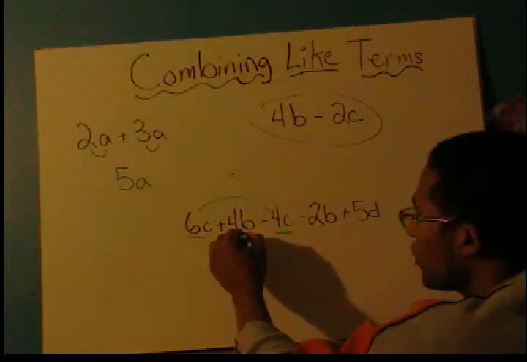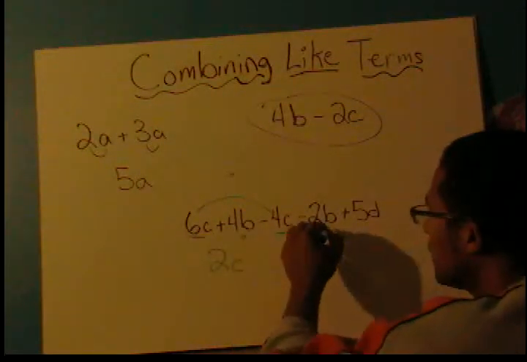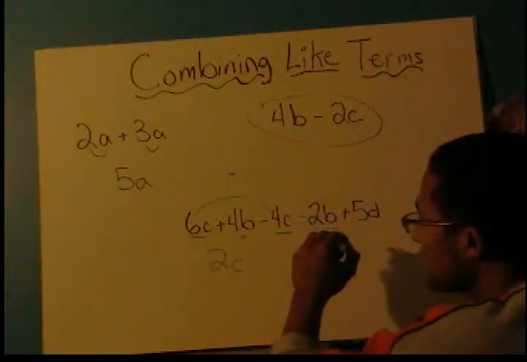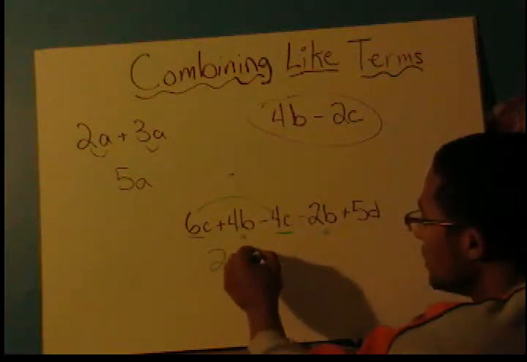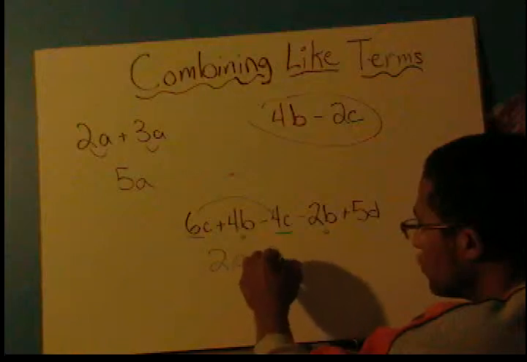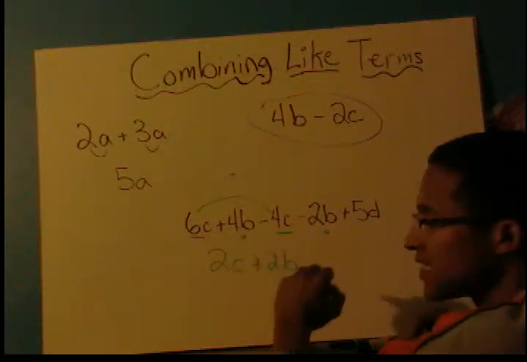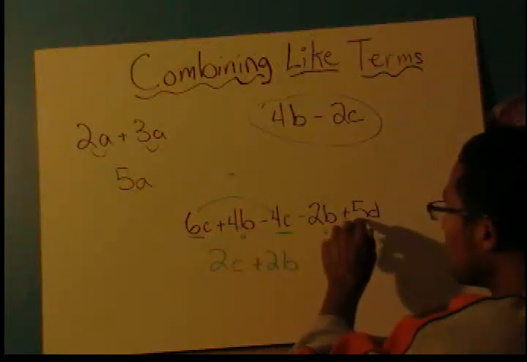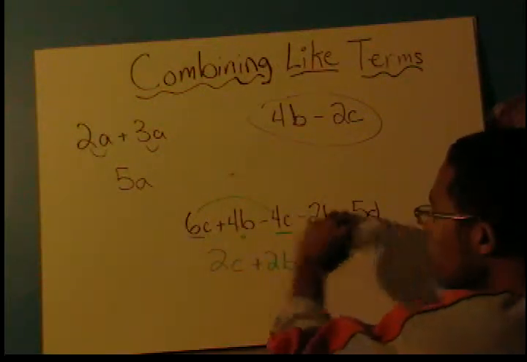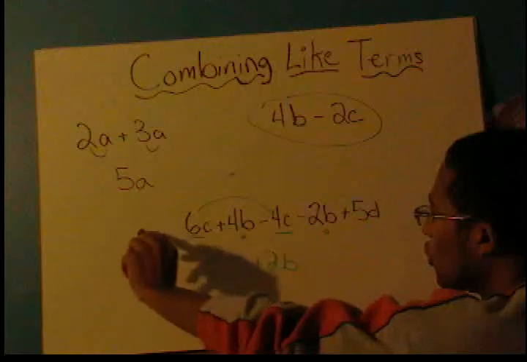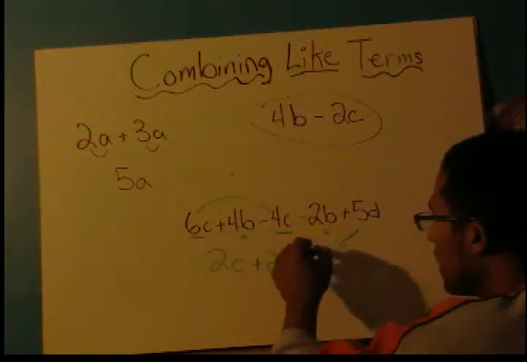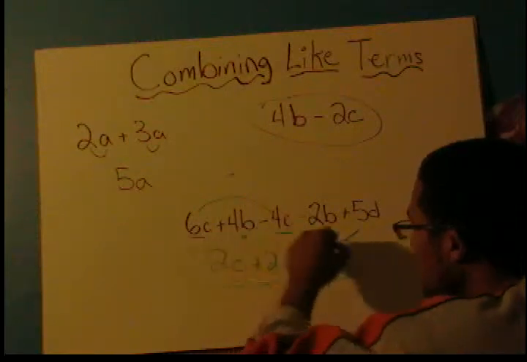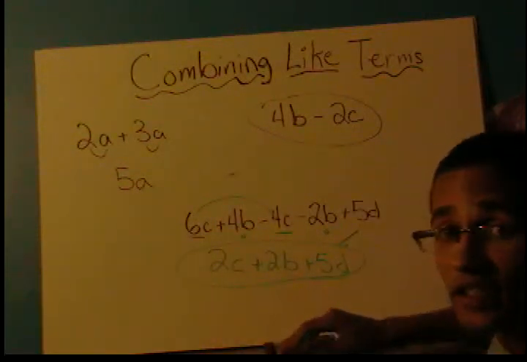Now I'm going to put a little circle underneath both the b's. 4b minus 2b, because of that minus sign, is a positive 2b. Always write the sign of what happens after you've done your math. And then last but not least, we have a plus 5d. Well, there's no other d's in this whole expression, so I'm just going to bring it on down. So now this is our simplified expression.